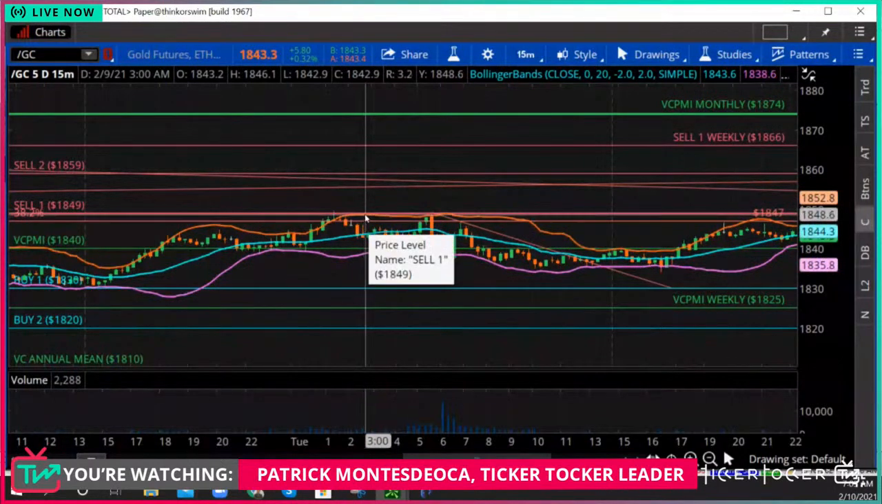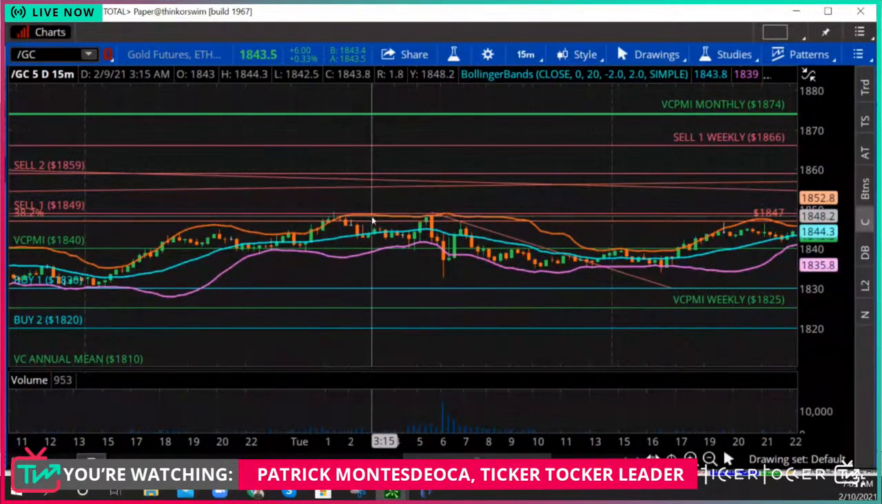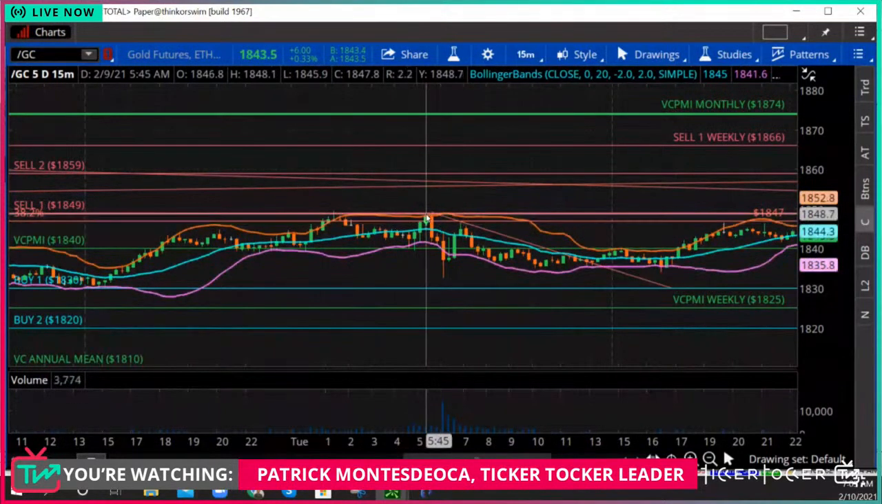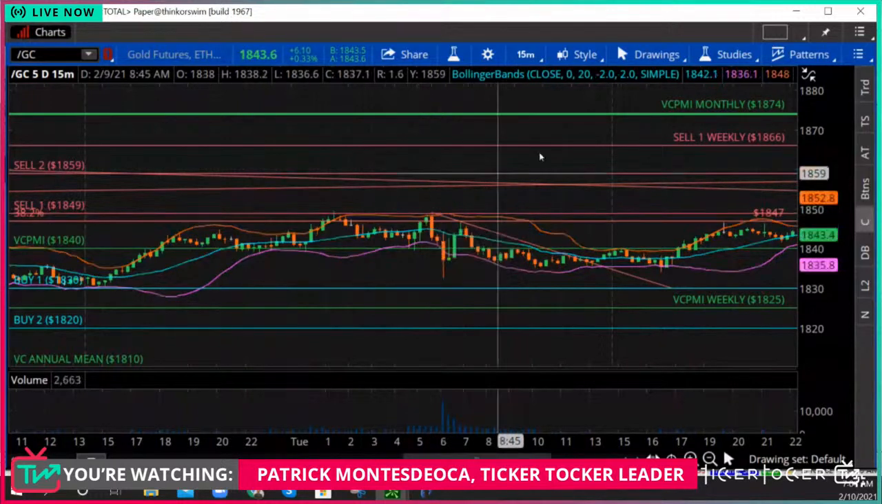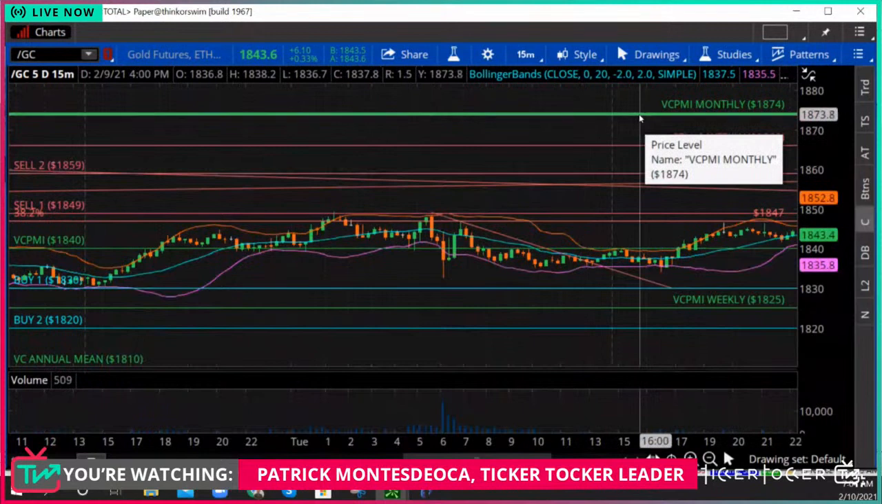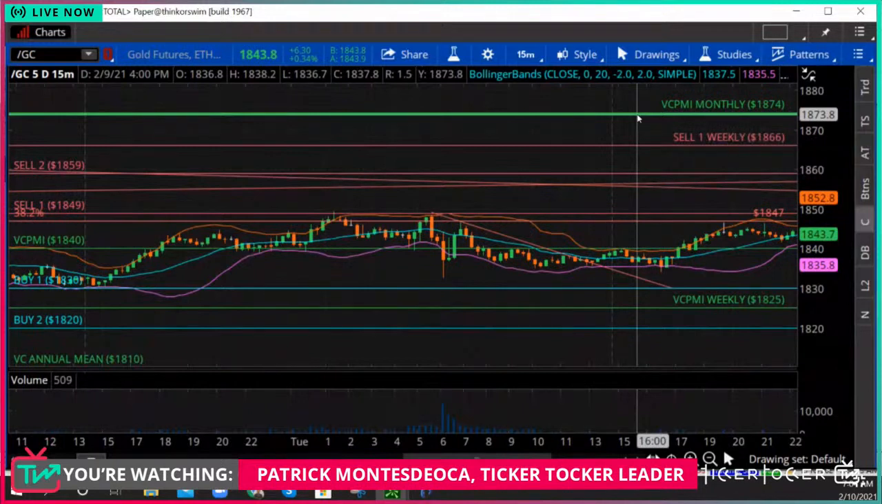And mathematically, using this probability model, it tells us that the market above 1849 all the way up to 1874 is resistance, what most conventional technicians would call resistance.